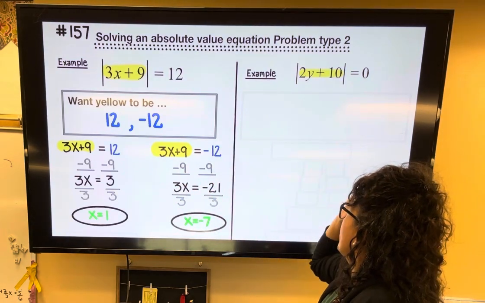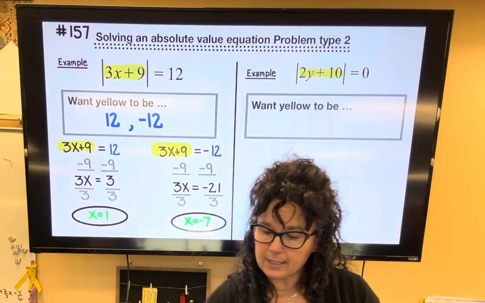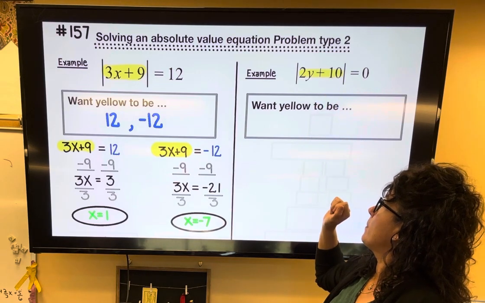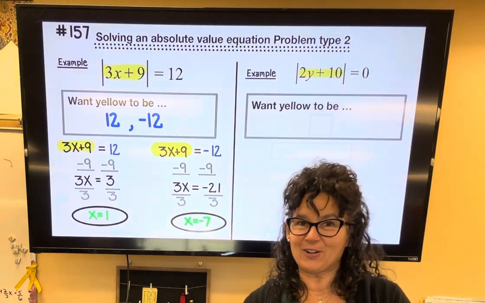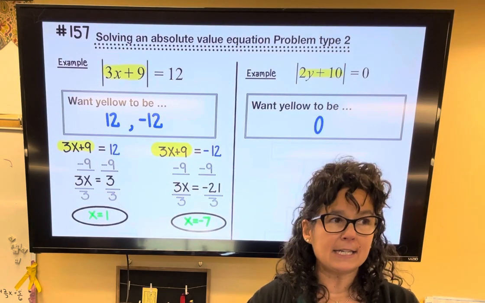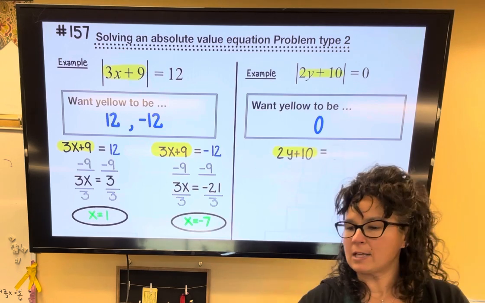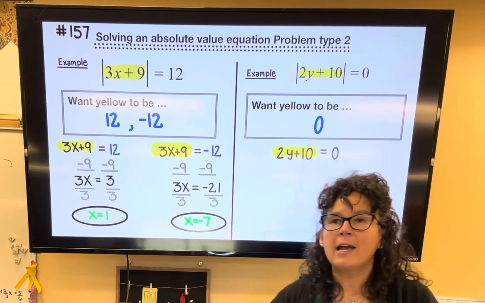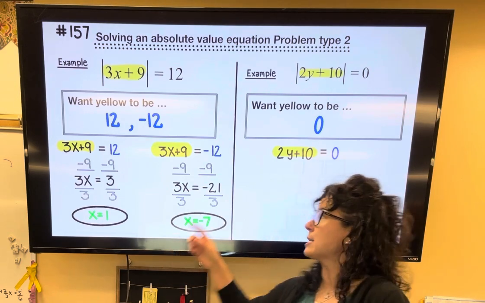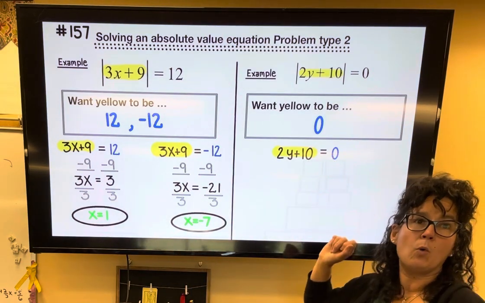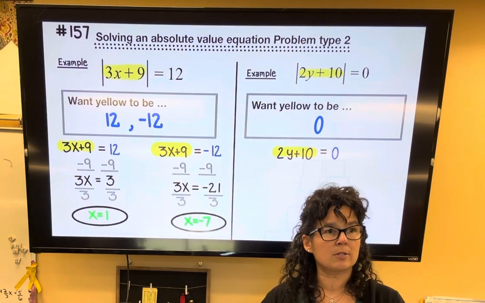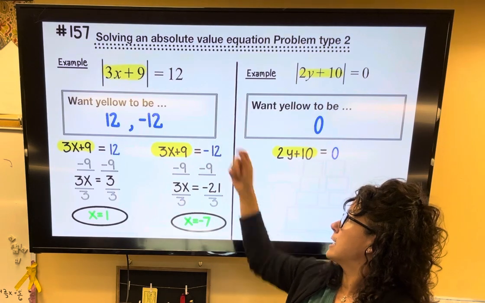In this example, what number do I want the yellow to turn into? 0. I am going to want it to be 0. And so if I want that to be 0, to find it, I'm going to set the yellow equal to 0. And there's only one number that is 0 away from 0, so that's why this time we're only going to have one equation, whereas this one we had 2 equations, because there's 2 numbers that I can take the absolute value of to get to 12.